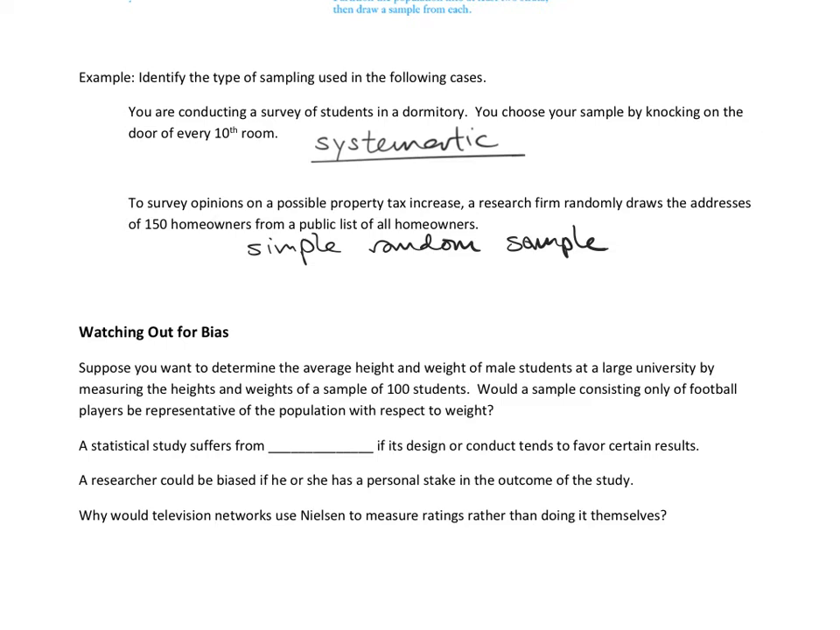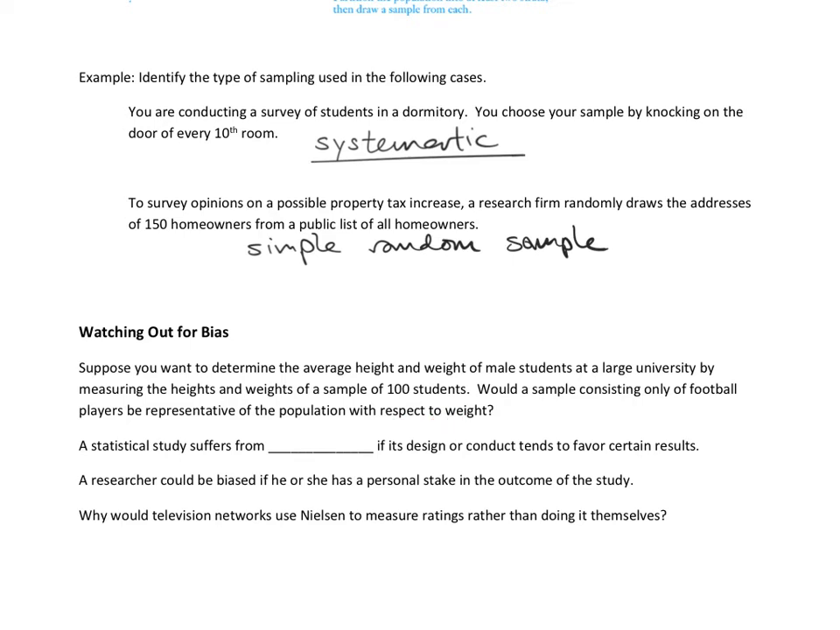All right, watching out for bias. Suppose you want to determine the average height and weight of male students at a large university by measuring the heights and weights of a sample of 100 students. Would a sample consisting only of football players be representative of the population with respect to weight?